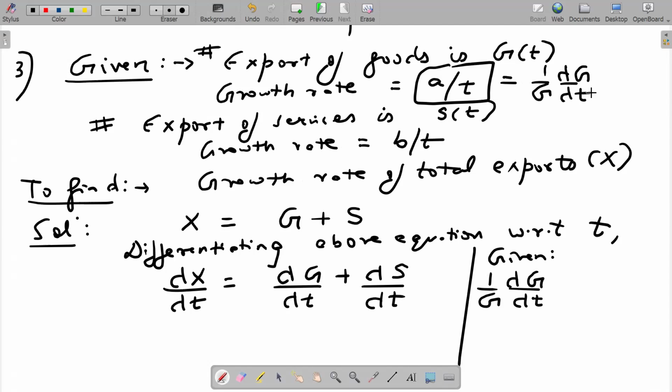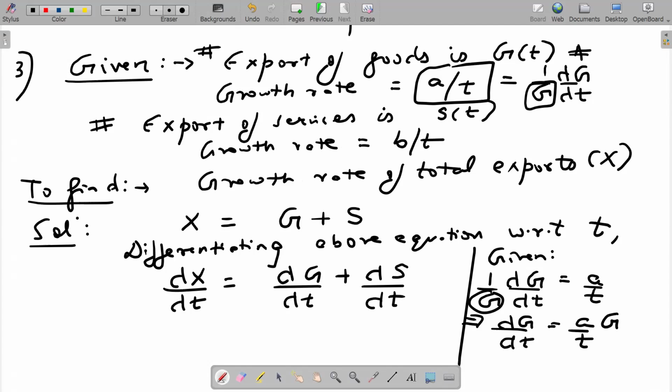This is how we find the growth rate, right? It's always the derivative divided by the variable with which we are measuring growth. So this is given to us as A by T. So what is dg by dt? Take G on the other side, it becomes A by T times G.